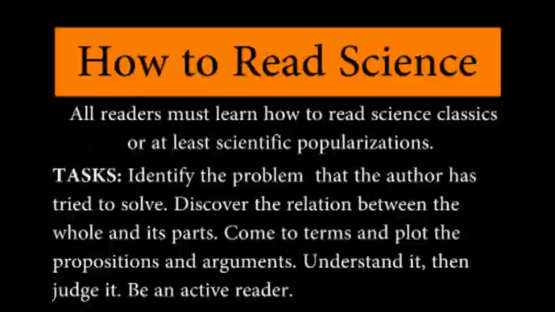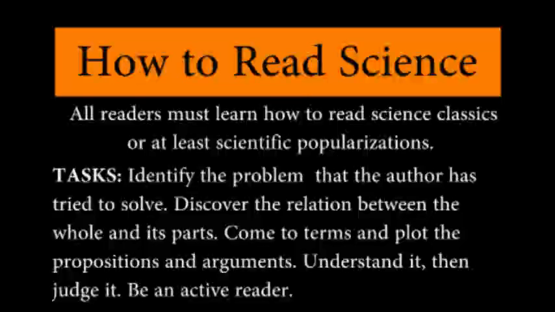With that in mind, every reader of scientific literature must read actively. First, readers must identify as clearly as possible the problem that the author has tried to solve. Discover the relation between the whole and its parts. Come to terms and plot the propositions and arguments. Work at achieving understanding before beginning to criticize or assess the significance.